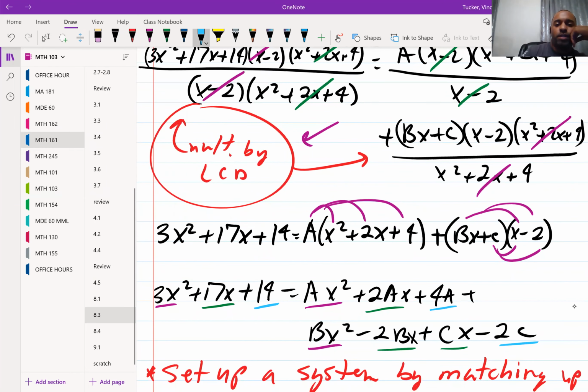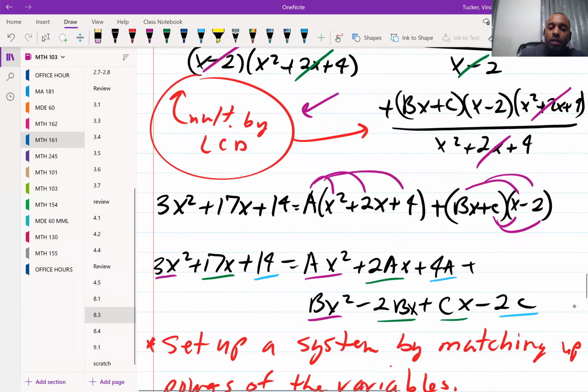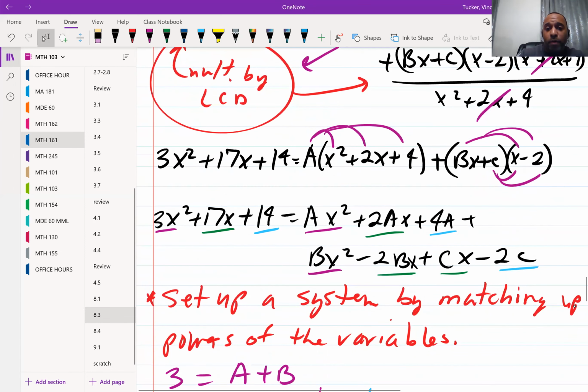And so that gives us this right here. So 3x squared plus 17x plus 14, that's okay on the left side. Then we have ax squared plus 2ax plus 4a plus bx squared minus 2bx plus cx minus 2c. So now here, because we have a lot of stuff going on, we really don't have much of a choice but to set up our system, and you'll see how we'll work it in a second. So we're going to set up a system by matching up the powers of the variables.